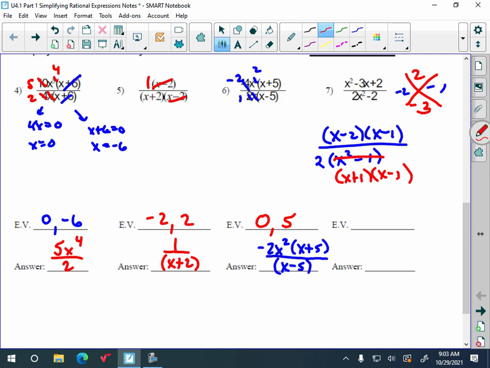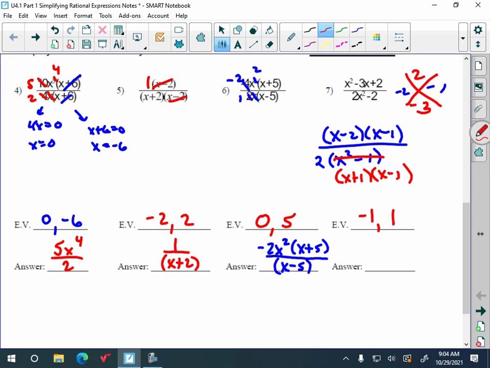All right, what are the excluded values? Negative 1 and positive 1. Okay, the 2 in front doesn't have an excluded value because there's no variable with it. There's no variable, so we can ignore that for excluded values. If there was a 2x there, then yes, we would get 0 as an excluded value. All right, so just negative 1 from here, positive 1 from here.